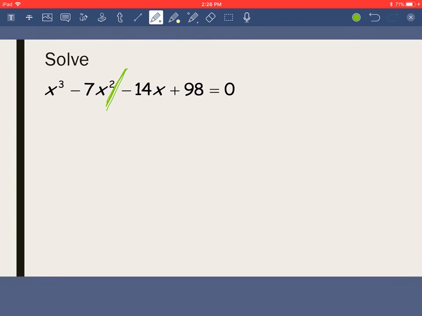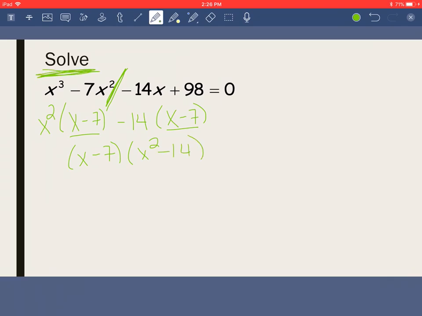The left side I can factor out an x squared, and I'm left with x minus 7. On the right side I can factor out a negative 14, and I'm left with x minus 7. My parentheses are the same, so that's good. So one of my factors is x minus 7. The other factor is the leftover x squared minus 14.